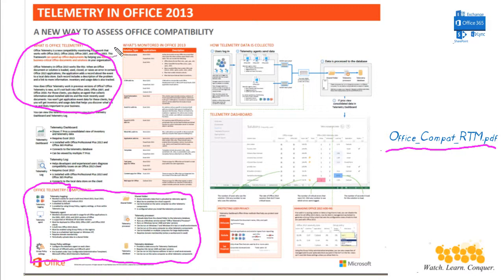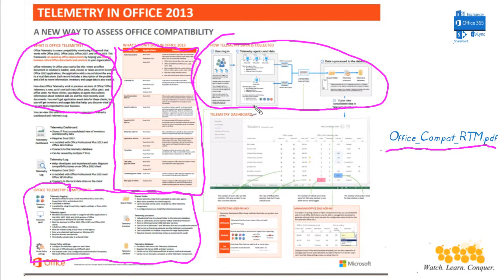It also describes what is monitored in Office 2013. It talks about the process that's used, and it provides you a screenshot of the telemetry dashboard. And it also talks about some components of the telemetry dashboard down here. So what better item to hang on your bedroom wall than this right here? So locate this, download it, print it, and be sure to frame it, because it'll look a little tacky if you haven't framed it before you hang it up on your bedroom wall.